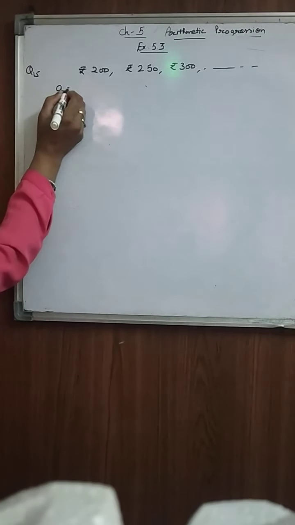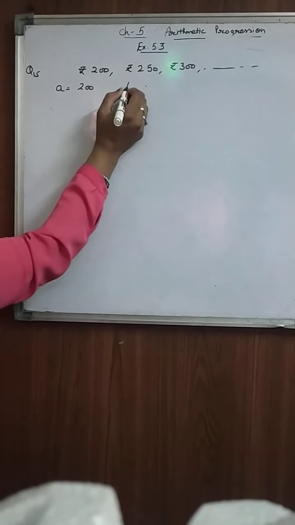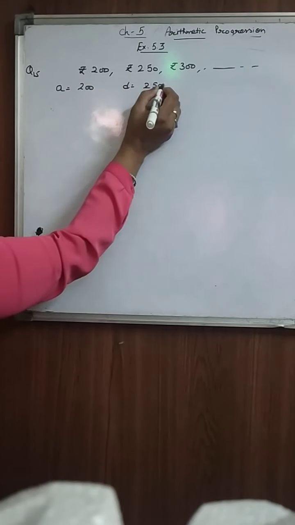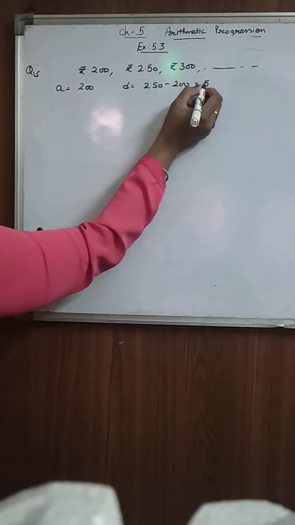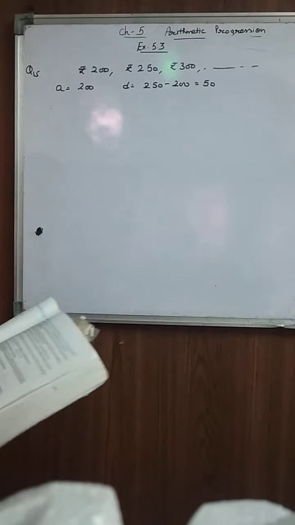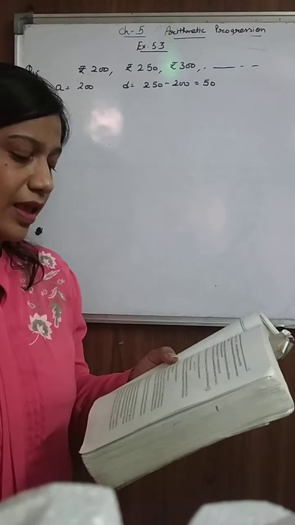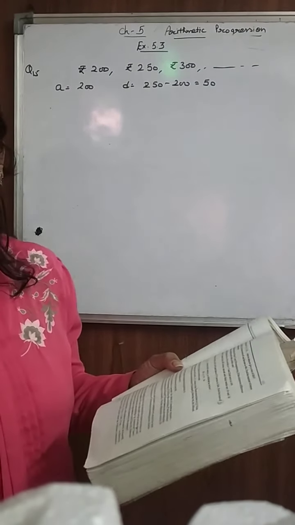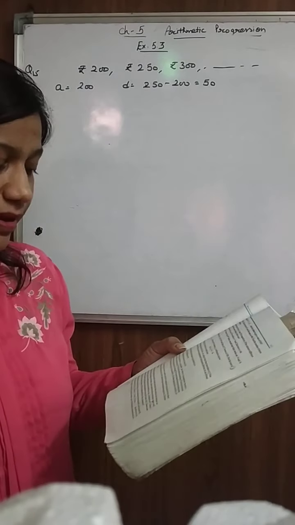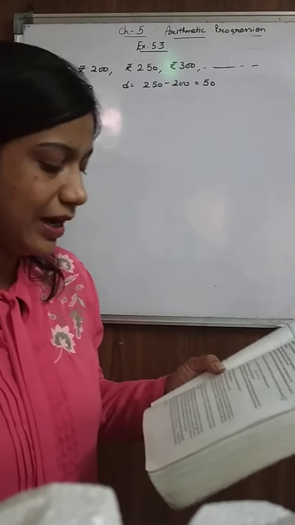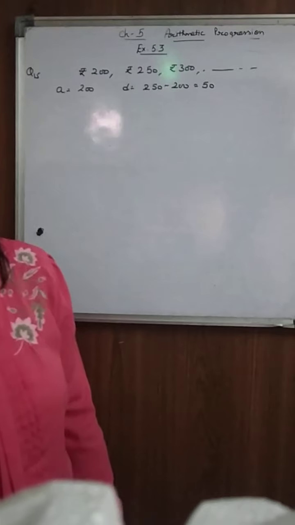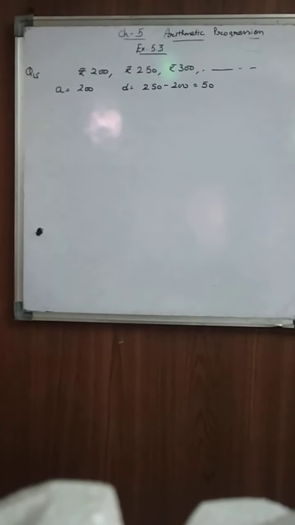It means A is equal to 200 and D is equal to 250 minus 200. What he is asking to find is how much money the contractor has to pay as penalty if he has delayed the work by 30 days. It means if he has delayed the work by 30 days, then how much money the contractor has to pay.